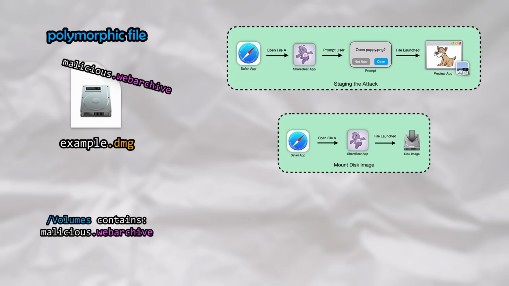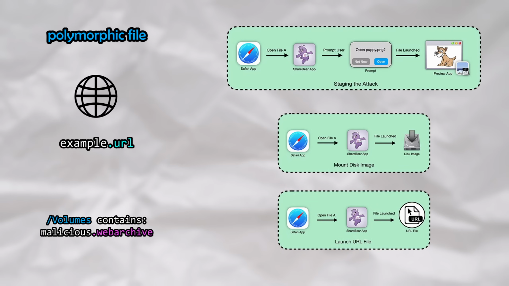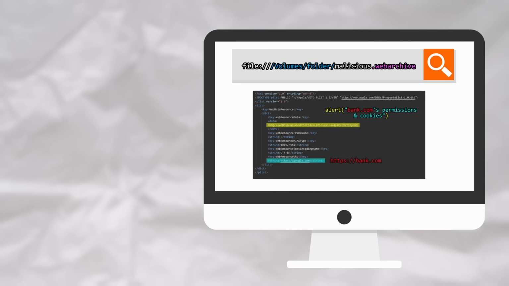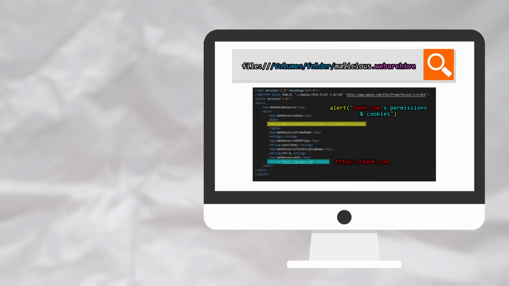Now, the attacker takes advantage of the polymorphic file once again, and turns it into a URL file, with the URL set to the path of the planted WebArchive file. Now, when the URL file is launched, it will open Safari to the WebArchive that was previously planted. As we now know, since this was a maliciously crafted WebArchive file, the attacker would have been able to set the domain to any arbitrary domain, and include any arbitrary JavaScript to be executed within that domain's context, having access to site permissions, cookies, and more.